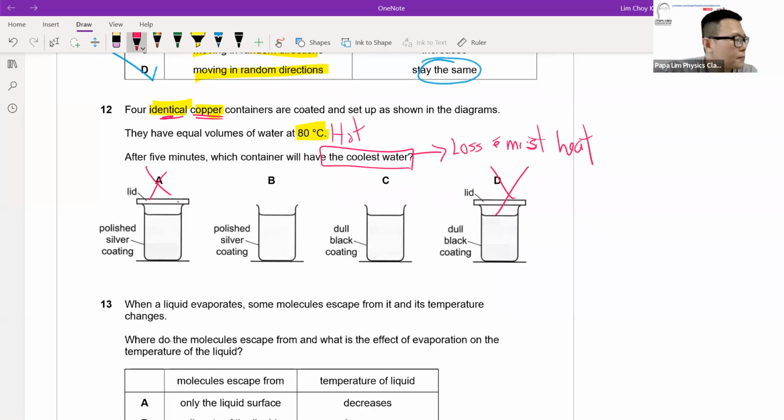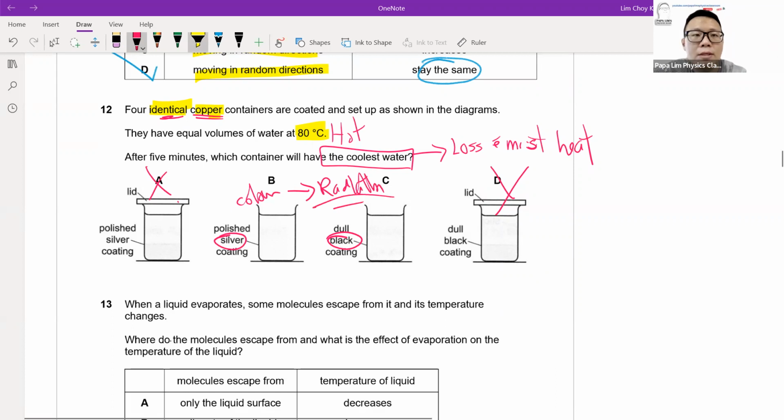Now, here what happened is the polished surface and the dull surface. This is where we look at the color of the object. When we look at the color, we definitely refer to radiation. And radiation has one property, which means the black object will definitely radiate the heat the fastest. So that's why I know the answer will be C. Because C has no lid, there is convection current, there's evaporation, and when it is a black coating, black means it's a good emitter. So definitely I will have a much faster heat loss compared to option B. That's why the answer is C.